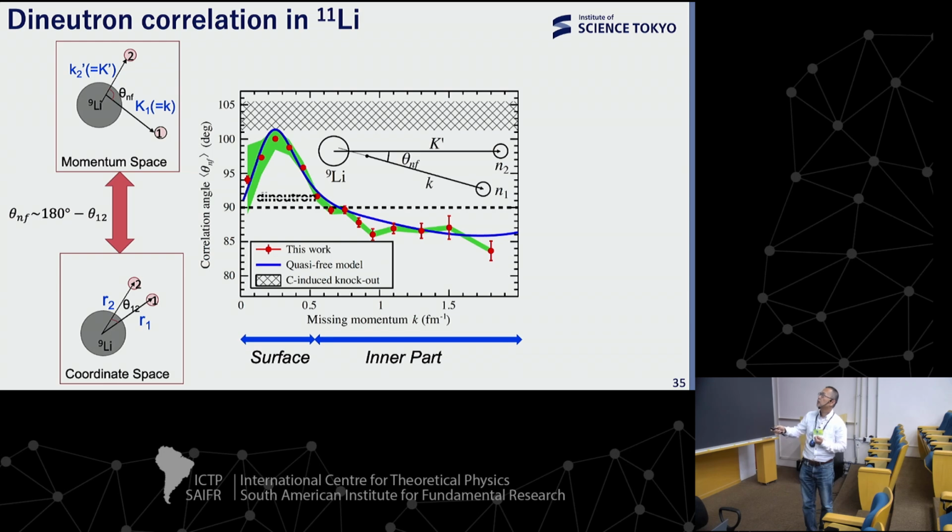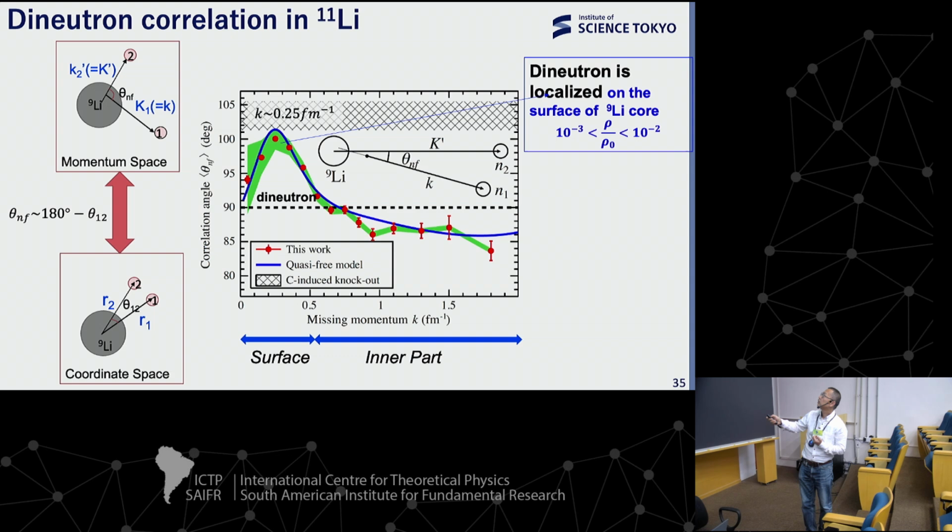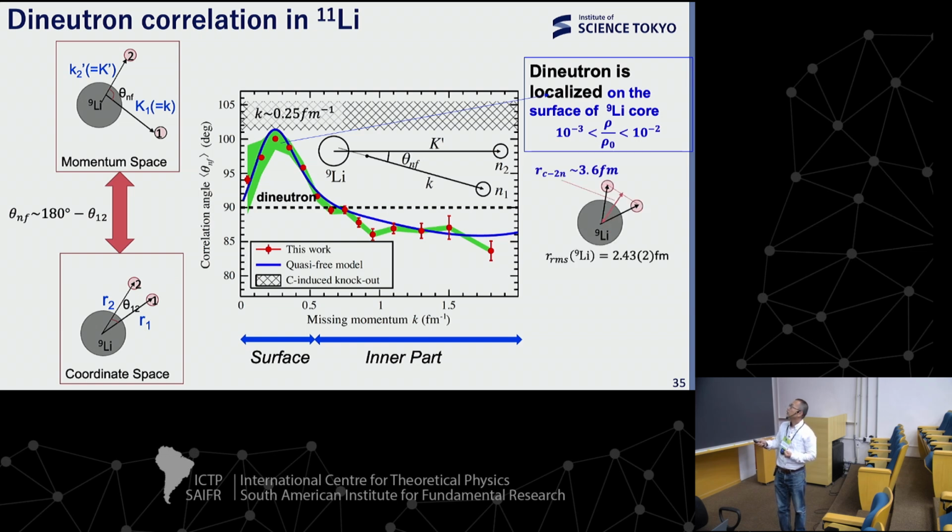So this means that in this region, we have dineutrons, namely more than 90 degrees. But then it becomes more flat. So we concluded that a dineutron is kind of localized in the surface region between 10 to the minus 3 to 10 to the minus 2 of the saturation density. Okay. Like this.